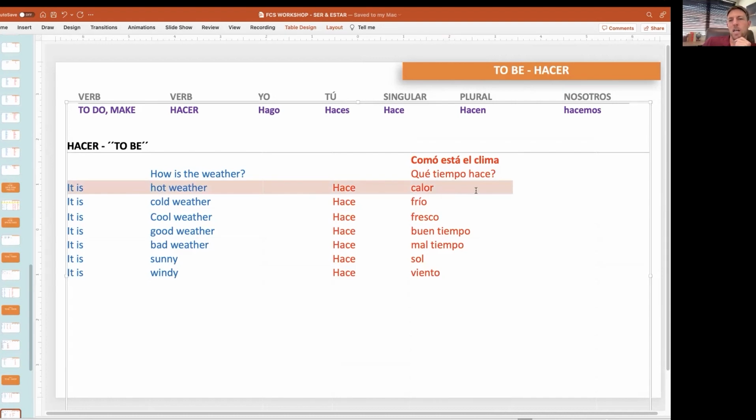It is hot weather. Hace calor. It is cold weather. Hace frío. It's cool. Hace fresco. It's good weather. Hace buen tiempo. It's bad weather. Hace mal tiempo. It's sunny. Hace sol. It's windy. Hace viento. Hace, okay? For some weather things.